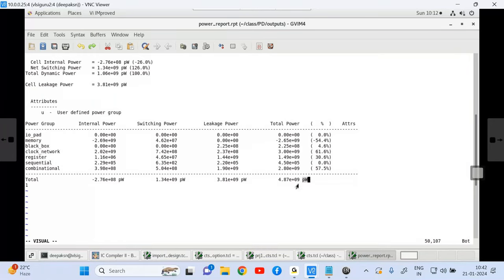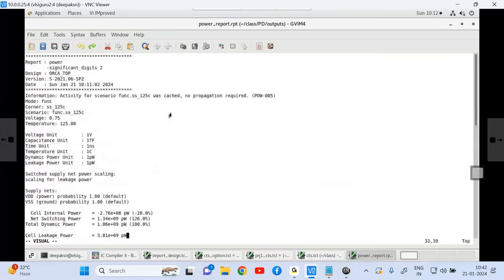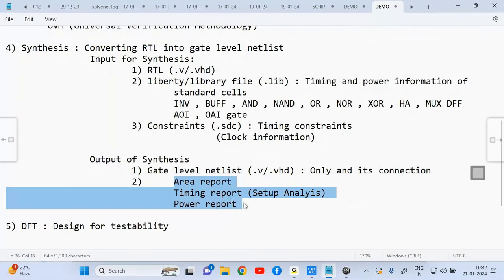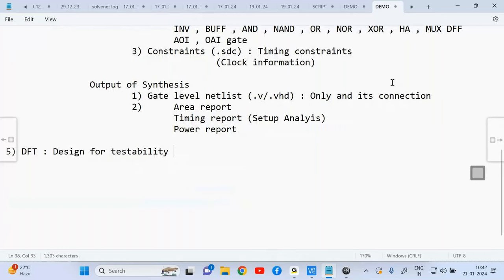Similarly, you can get the area report and the timing report. I just showed what these reports are. Next, we will see those reports in future classes, right? So now we are discussing DFT. What will the DFT team do?